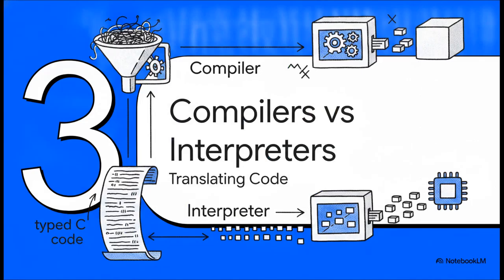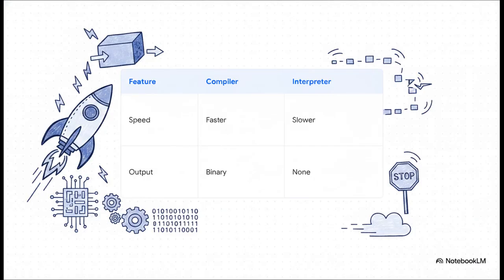All right, part 3, compilers versus interpreters. It's time to translate that code. Now, obviously, the computer can't just read your typed C code directly. It needs a translator. And we generally have 2 main ways to pull this off: compilers and interpreters. C uses a compiler. This means it translates your entire source code into an independent, blazing fast, executable file all at once, long before you ever run it.